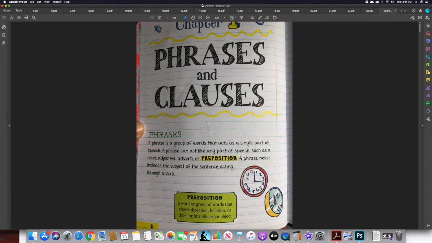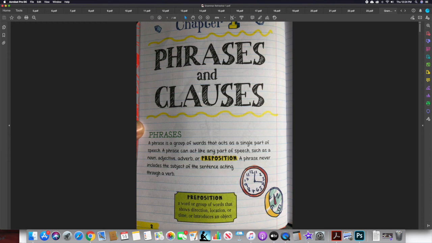Now, as you know, by all the colorful decorations and everything, it seems to be for a younger audience. Well, that's fine because a lot of you are struggling with these basic things on the ACT because I see the scores and I know the scores nationwide. So we're going to just refresh today. So we're going to start with phrases and clauses.